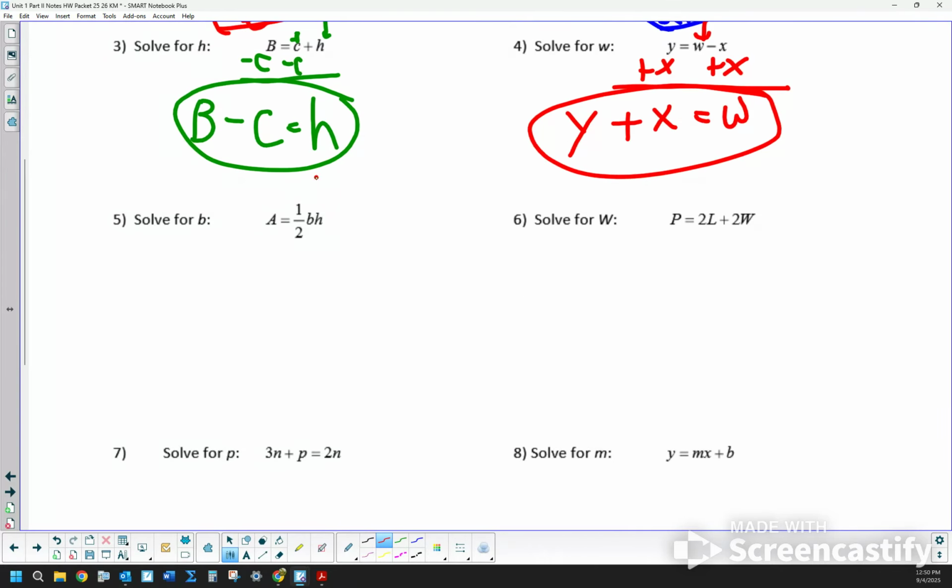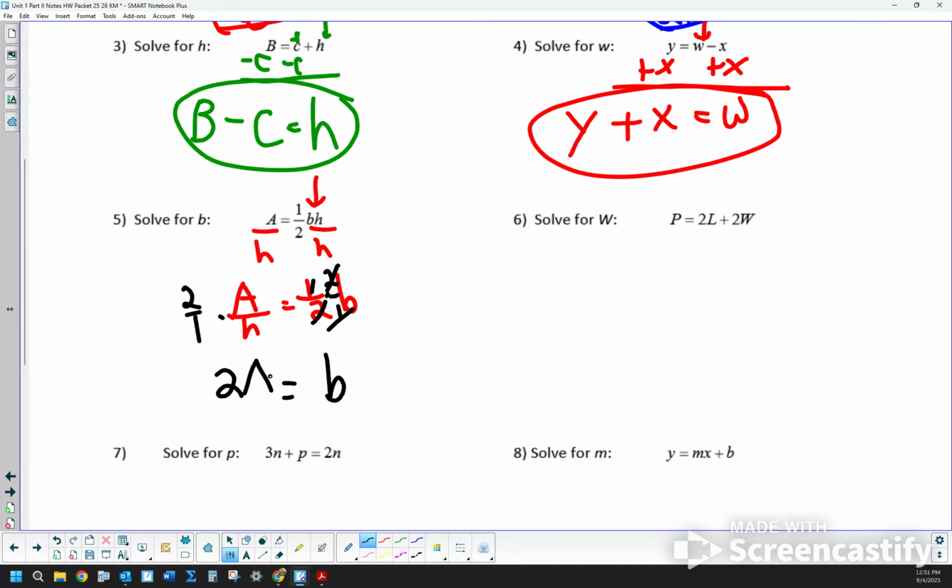Okay, we'll go ahead and look at number 5. This one we're going to solve for b. It's being multiplied by h, so I can divide by h. So a over h equals 1/2 b. Now how do you get b by itself? Well, this is times 1/2, so I can multiply by the reciprocal, times 2 over 1. Those will cancel to give you b equals 2a over h.